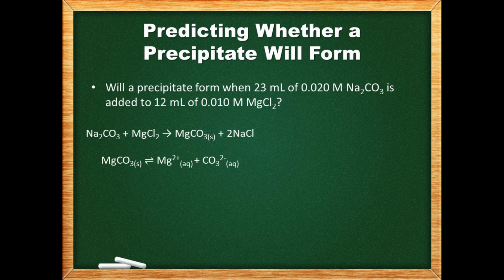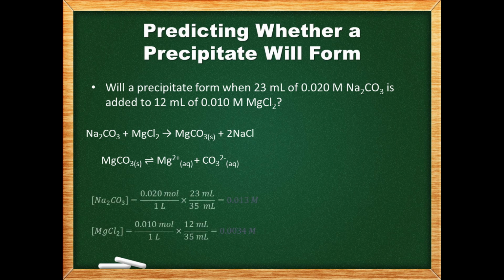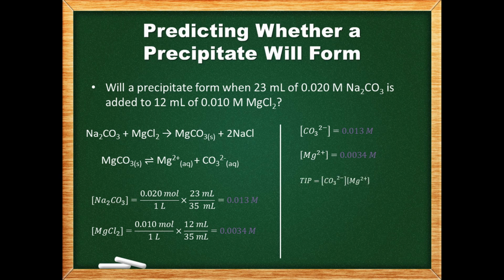Since we are adding two solutions together, the concentrations will be diluted. We multiply the initial concentrations by the dilution factor to get the concentrations of the ions right before the reaction. Remember to consider the source of these ions. Carbonate has a 1:1 mole ratio with sodium carbonate, and the magnesium ions have a 1:1 mole ratio with magnesium chloride. Next, we write the KSP expression so we can calculate the value of the TIP.